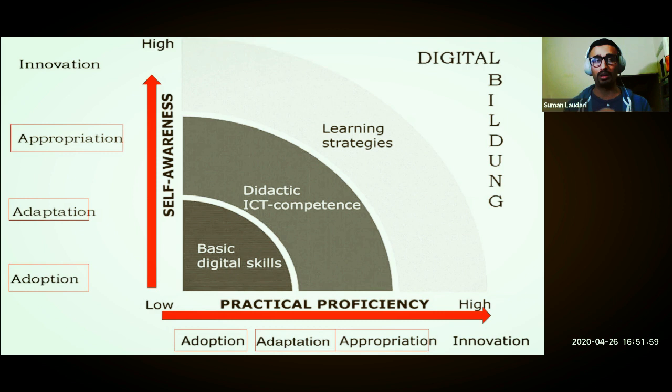to share the reference so you can go and read. Hai tes pachadi chai appropriation huncha. Appropriation bhaneko you take the technology to your context, you know, make it fit.